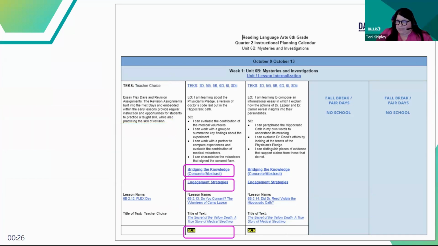Now, these other links right here connect you to the clarity document for that lesson, which we'll talk about more in just a moment. Notice that you have links to bridging the knowledge lessons, which we also call concrete to abstract in middle school, engagement strategies, and links to the SER or ECR revised prompts and their exemplars.